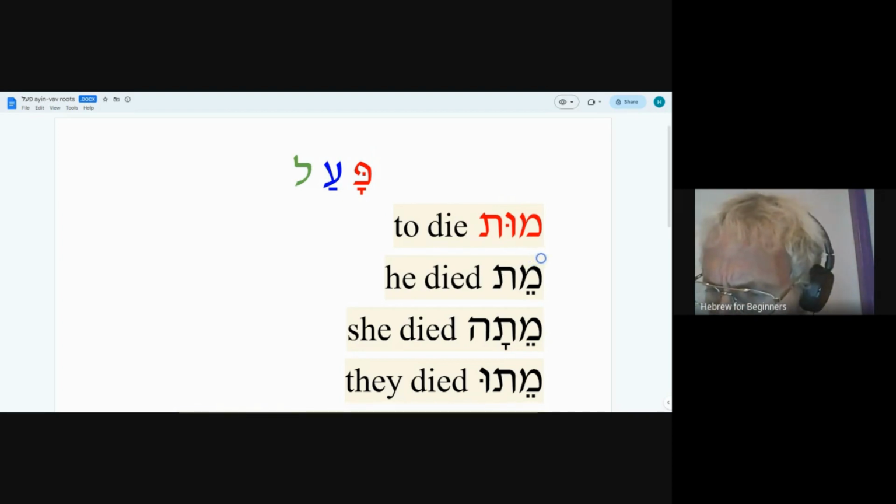So here are the past tense forms. Gideon, could you teach us the past tense forms kindly? Simply read the Hebrew and translate. Oh, Gideon has left the meeting. Oh, that's interesting.